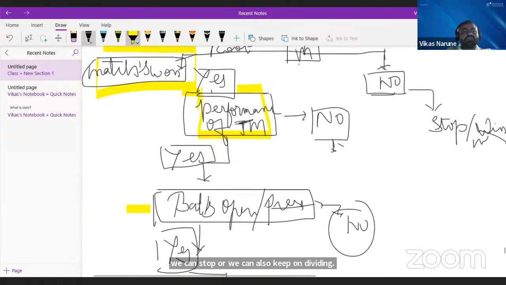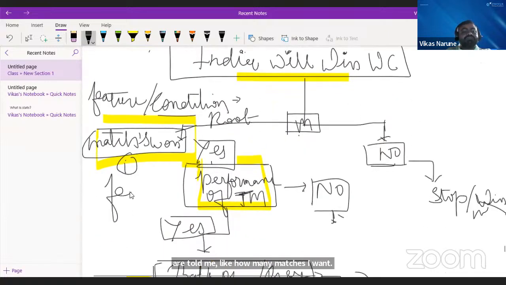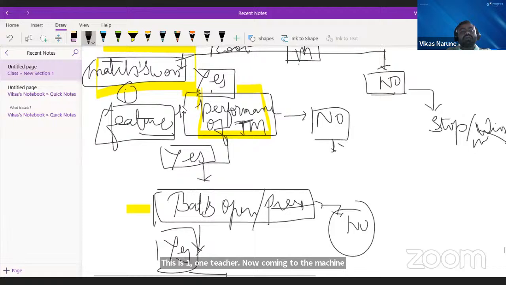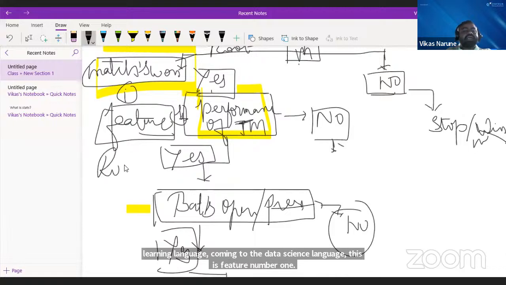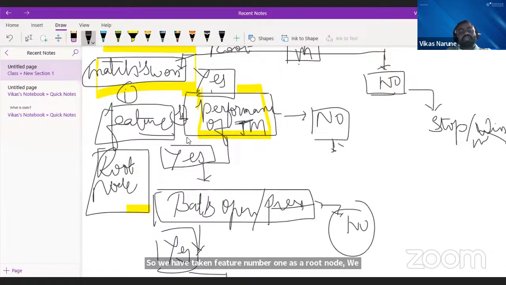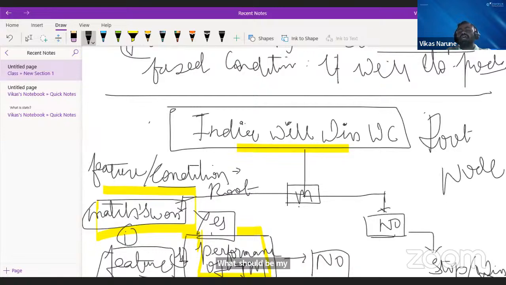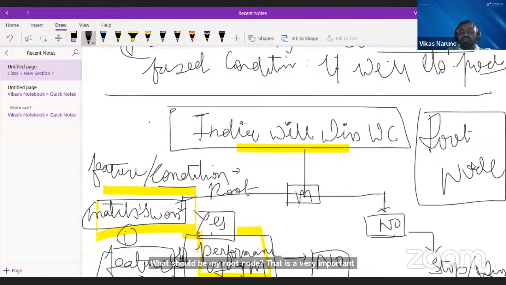Now, guys, whatever things you have told me, like how many matches are won, this is one feature. Coming to the machine learning language, the data science language, this is feature number one. So we have taken feature number one as the root node, guys. This is very, very important. There is a very important decision we have to take before we start the discussion: what should be my root node? Where should I start? That is an important question. Once we answer it, everything else will come into the picture.